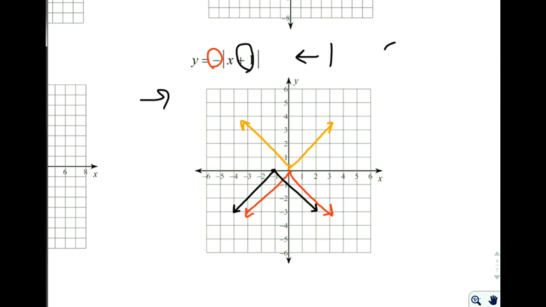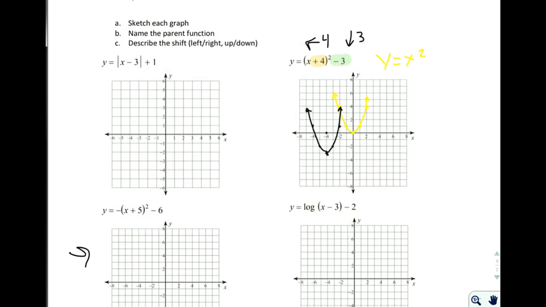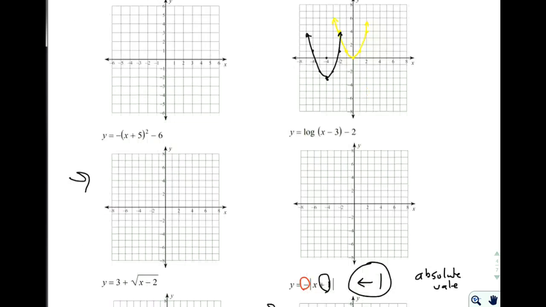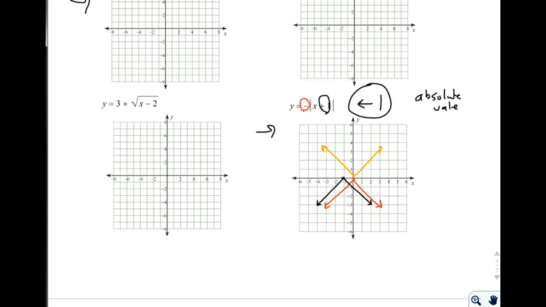Parent function again on this one is absolute value. Our transformation is that we moved it to the left 1 unit, and let's make sure we insert everything else, and we sketched our graph, so we are good to go.